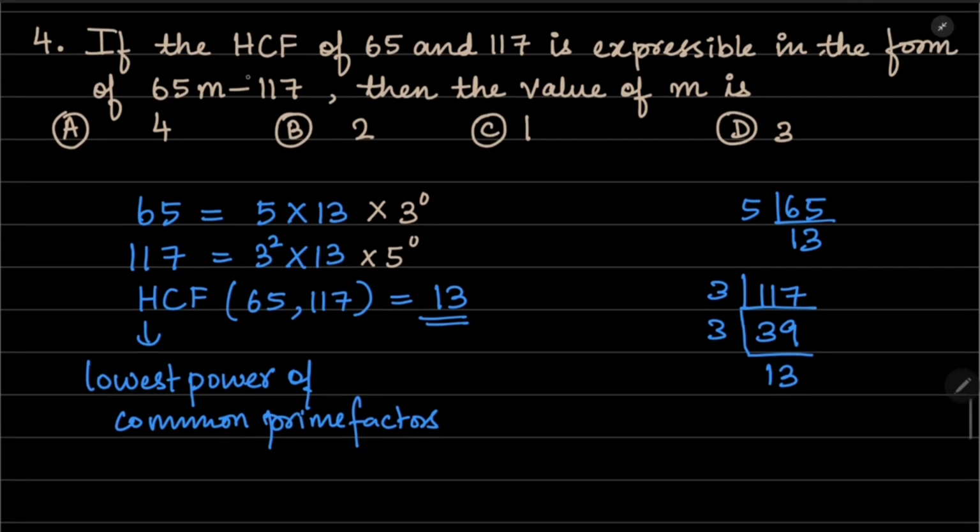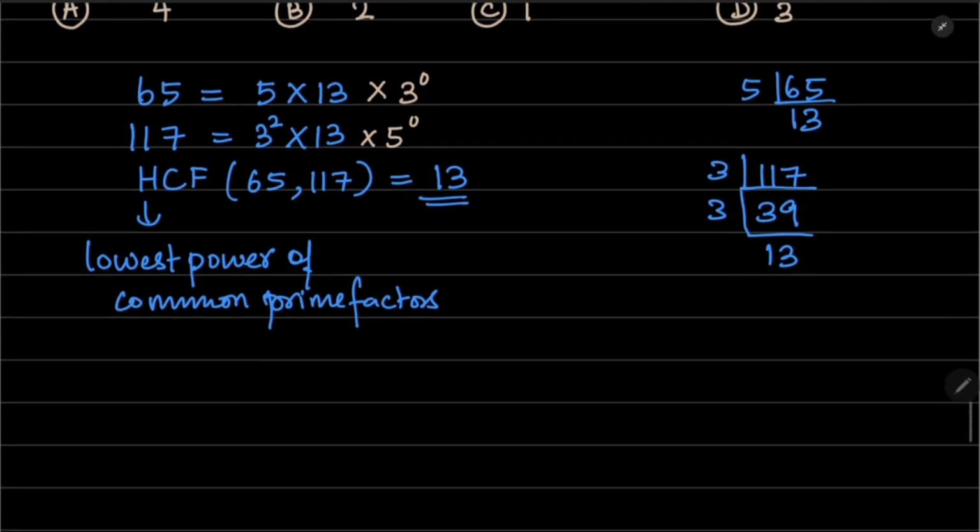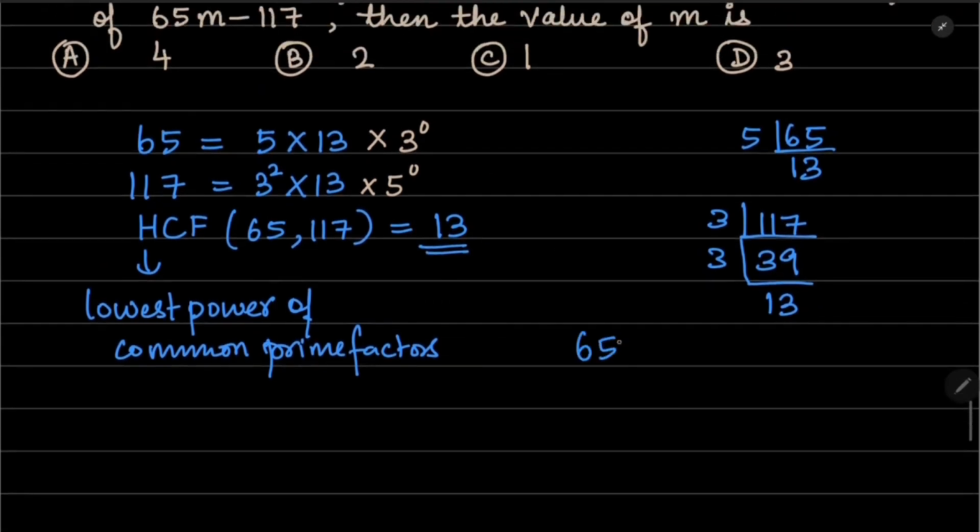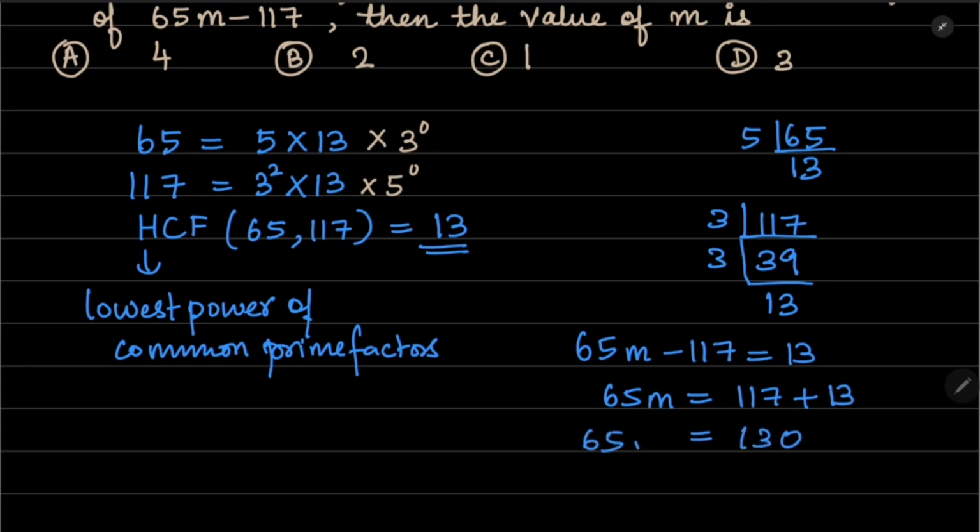What are you asked? If the HCF of 65 and 117 is expressible in the form of 65m minus 117, then you have to find the value of m. So this expression is equal to 13. Let's do it. 65m minus 117 equal to 13. So 65m is equal to 117 plus 13, which will give you 130. 65m is nothing but 130, and m is equal to 130 divided by 65, which is 2. So your m equal to 2.